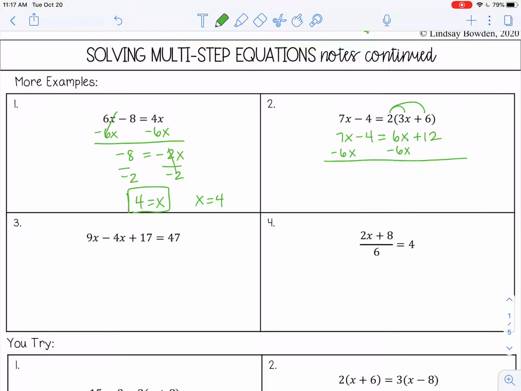I always move my variables first. You can move the constants first. You can move them both at the same time. It's up to you. All right, so 7x minus 6x is just 1x, or x. All right, and then add 4 to both sides. So x is 16.